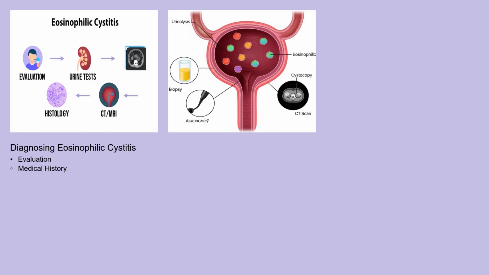Histological examination of the biopsy samples confirms the presence of eosinophils and other inflammatory cells in the bladder wall, which is crucial for diagnosis. Imaging studies like CT scans or MRIs can help rule out other conditions and assess the extent of bladder involvement. Eosinophilic cystitis is often classified based on the pattern of infiltration and severity.